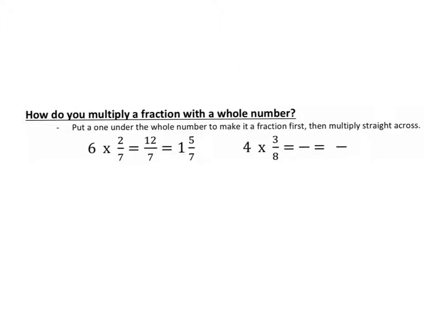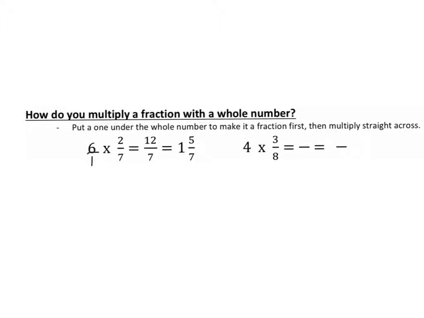So the next thing we're going to look at is how do you multiply a fraction with a whole number? The rule says to put a 1 under the whole number to make it a fraction first, then you multiply straight across like we just did in the last example. Here we have our whole number, 6, and we multiply it by 2 over 7. According to our rule, we put a 1 under that 6 to make it 6 over 1. Now we can multiply straight across. 6 times 2 gives us 12. 1 times 7 gives us 7.